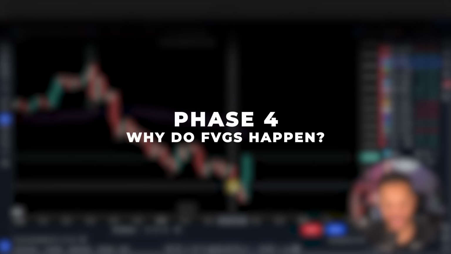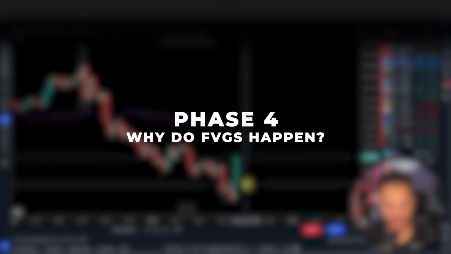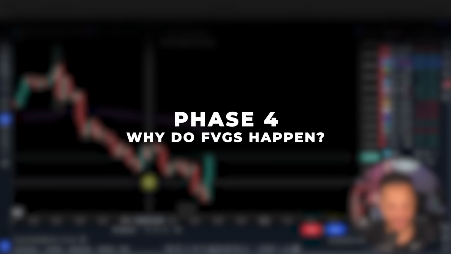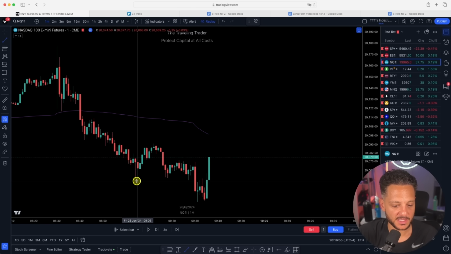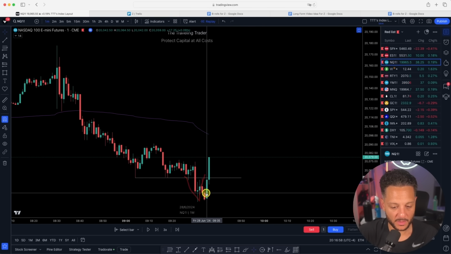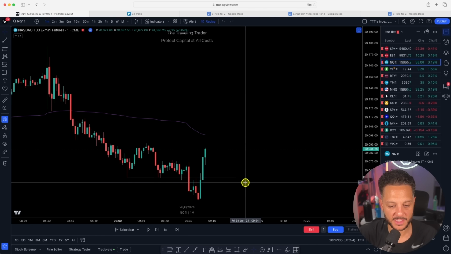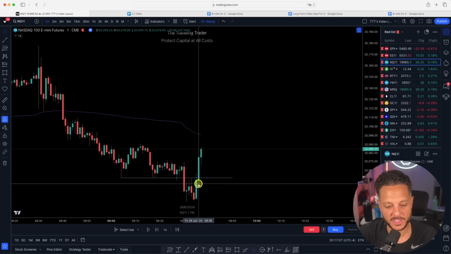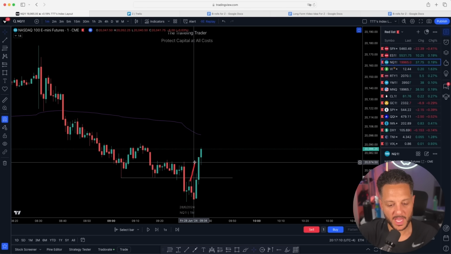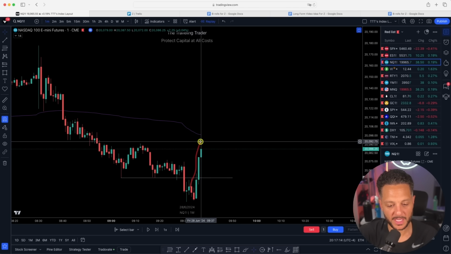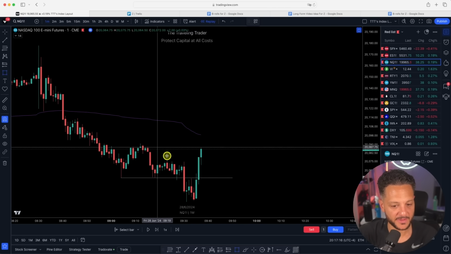Now, why do fair value gaps happen? Fair value gaps are basically an imbalance in the market that end up getting resolved because the market is driven on liquidity, right? So in this case, after liquidity is swept here and we create a fair value gap on NQ, essentially what that means is that there is a disagreement between buyers and sellers. So in this case, we have way more buying than selling, right? That propels the price up and leaves this inefficiency here.